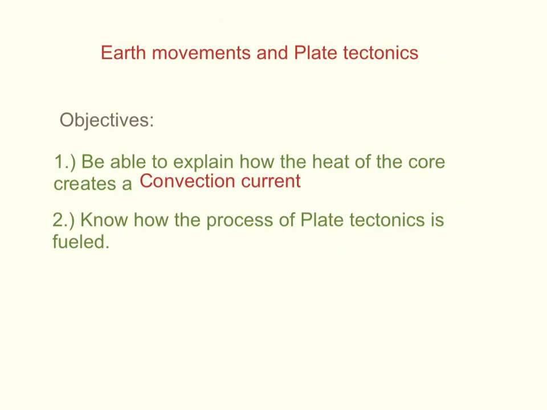So we're back to the first slide, just explaining what our objectives were, and we'll see if we hit them or not. So, objective number 1, be able to explain how the heat of the core creates a convection current. So we know that the heat of the core creates the convection current, the hot magma rises, gets pushed to the side, goes down, back in, and it cycles through. So we know we hit that one pretty well.